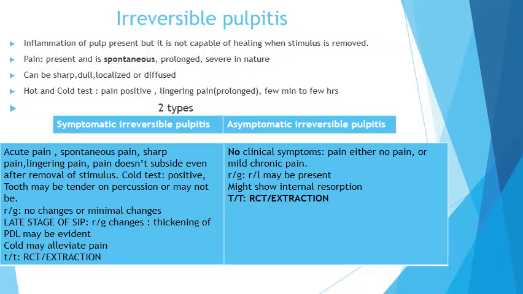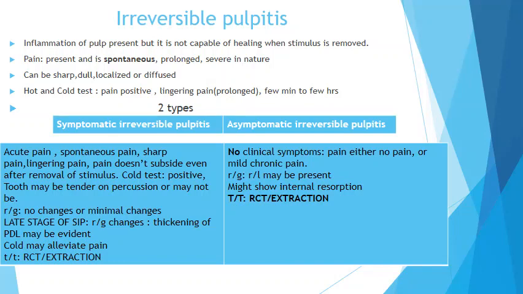It is not for 1 to 2 seconds. It can be from a few minutes to a few hours and the pain is very severe. So remember this thing, in normal pulp, mild intensity, short duration. In reversible pulpitis, sharp pain, short duration. Here also severe pain but prolonged, can be spontaneous. Now, pain here can be sharp, dull, localized or diffused. It varies. When you do the vitality test, the hot and the cold test, it is positive. The pain is lingering from a few minutes to a few hours.